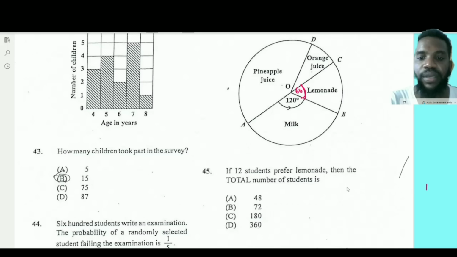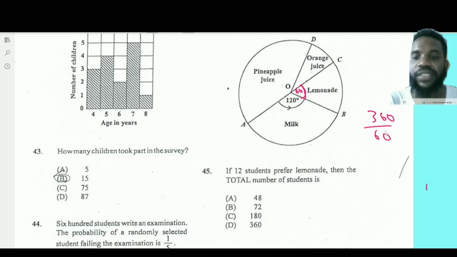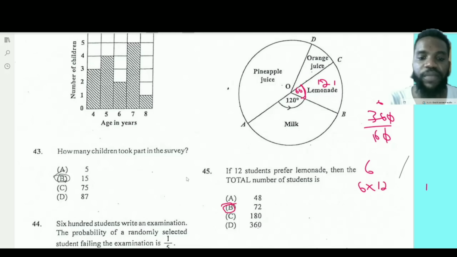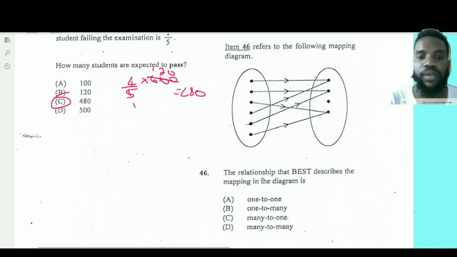Then the total number of students is, remember, one complete revolution is 360. So how many 60s do you have in 360? I divide 360 by 60, which gives me 6. So I have 6 60s. 12 students prefer lemonade, so I'm going to have 6 of this thing, in other words, 6 of 12. So 6 times 12, which I know gives me 72. Alright, that's done.